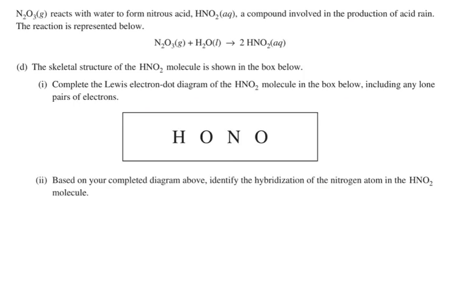Okay, the next section of this is saying the N2O3 reacts with water to form nitrous acid, HNO2, a compound involved in the production of acid rain, not important for this question. The reaction is represented below. Now the skeletal structure of the HNO2 molecule is shown in the box. Complete the Lewis electron dot diagram of the HNO2 molecule in the box, including any lone pairs of electrons.